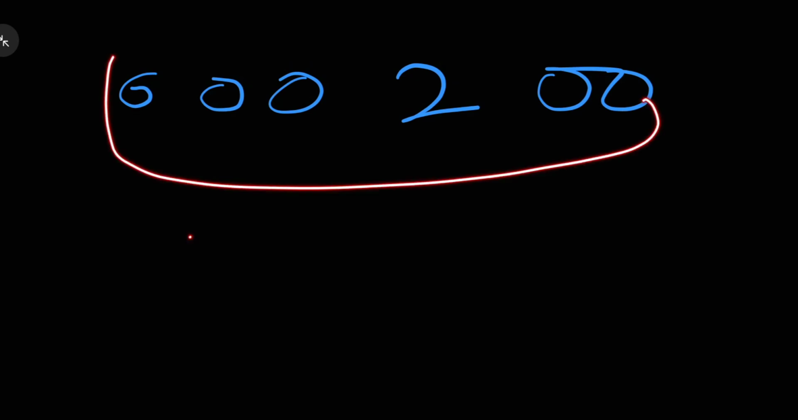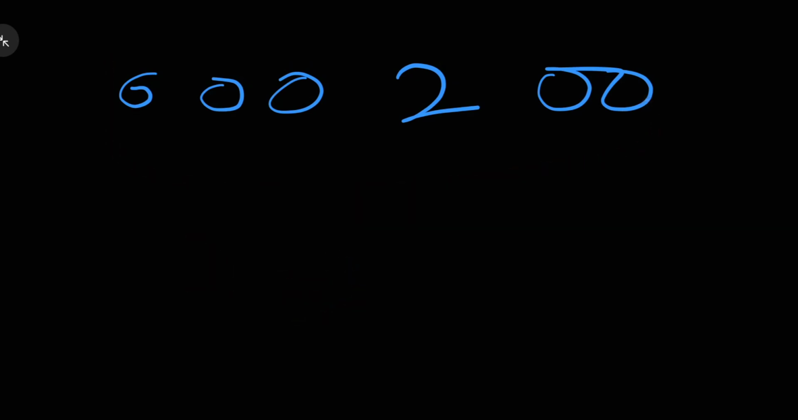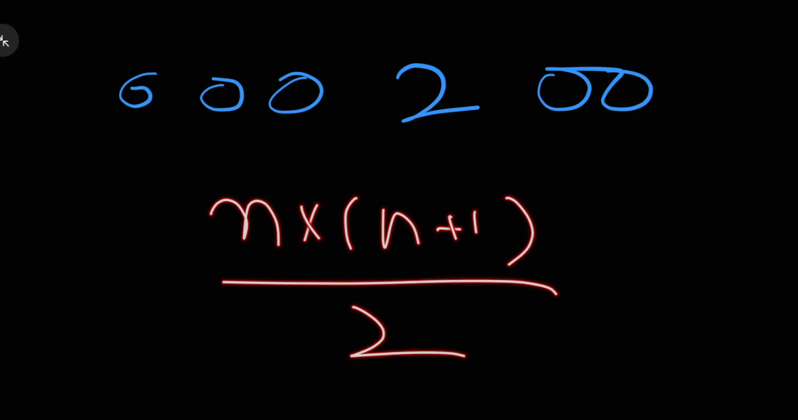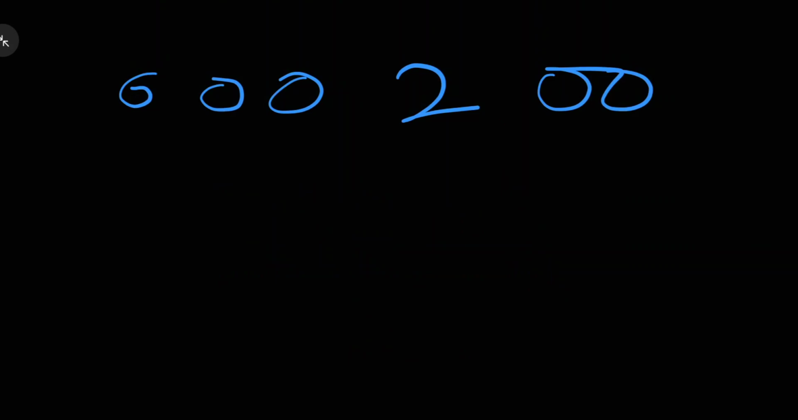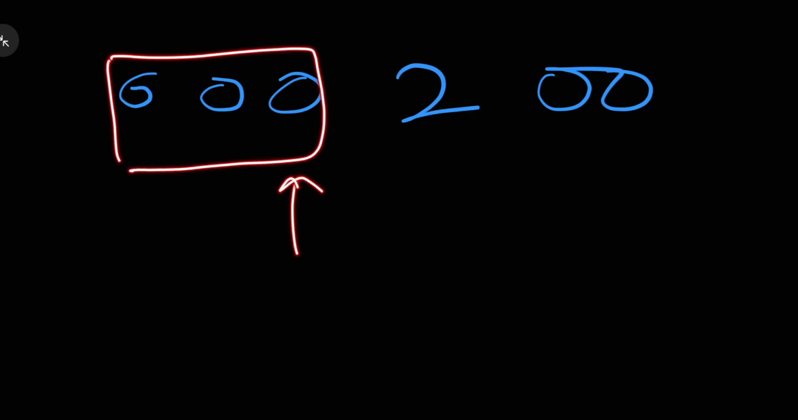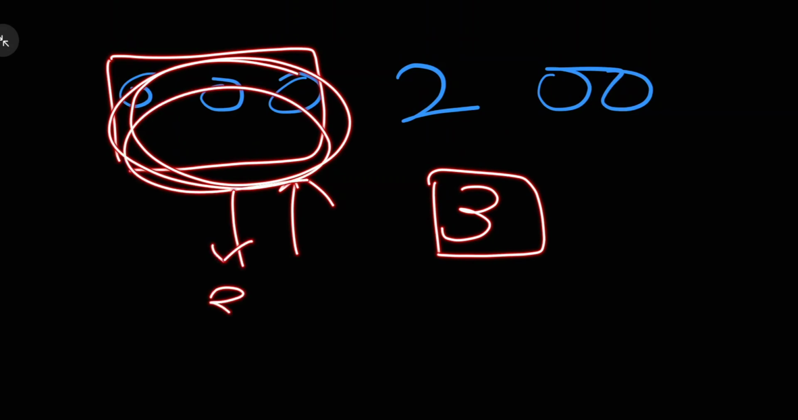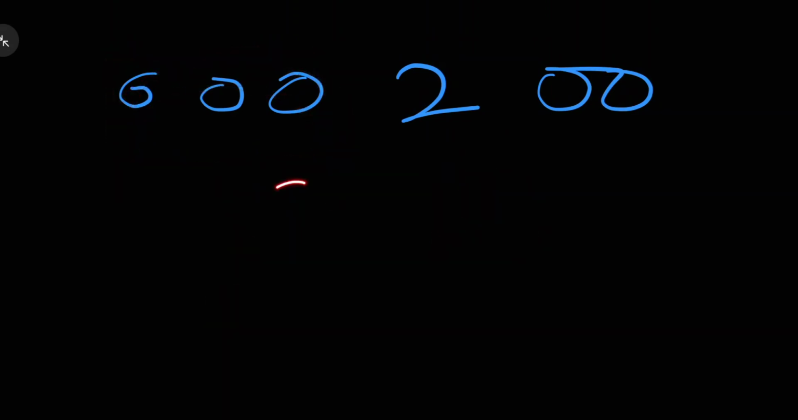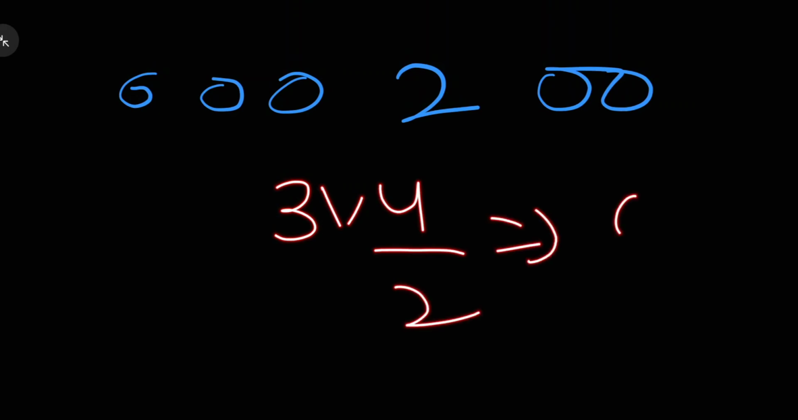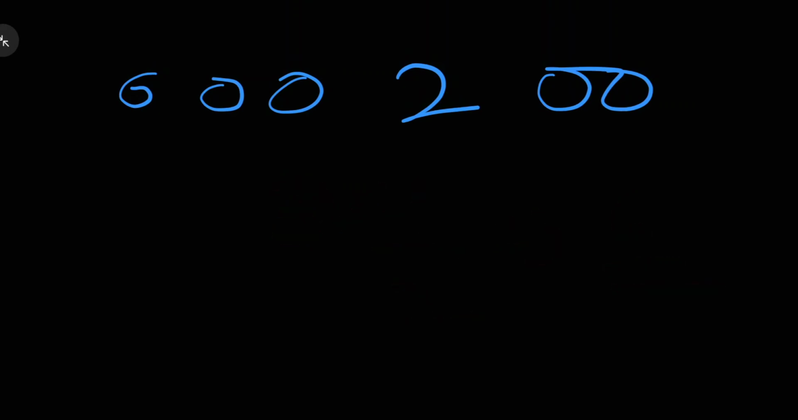If a subarray of size n is given, the total possible subarrays from that particular array is going to be n into n plus 1 by 2. This is a formula for calculating the number of all possible subarrays, right? Now how is this formula useful for us? If we're given 3 zeros right here, we can say 3 into 4 by 2, that is going to be 6 subarrays here.